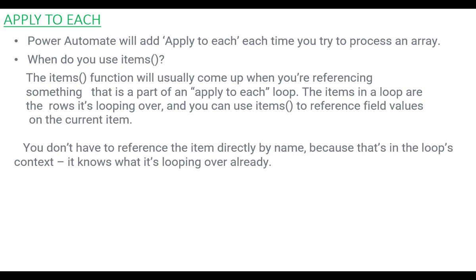So you can use items function to reference field values of the current item. Okay, and you don't have to reference the item directly by name because that's in the loop's context. So when you use apply to each, it will give you the result, that current item.